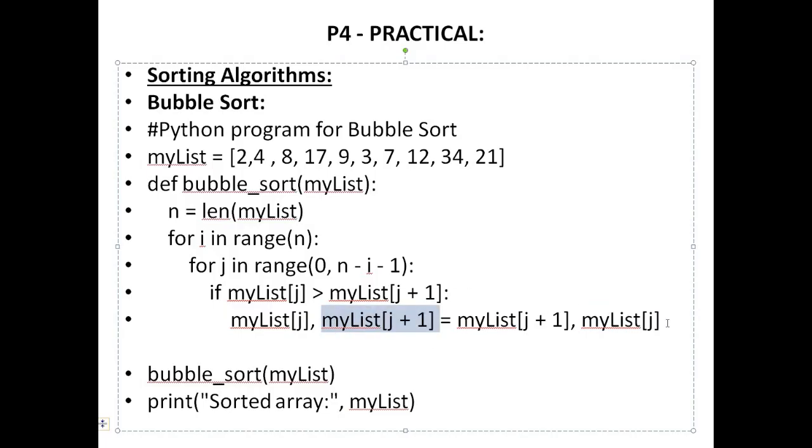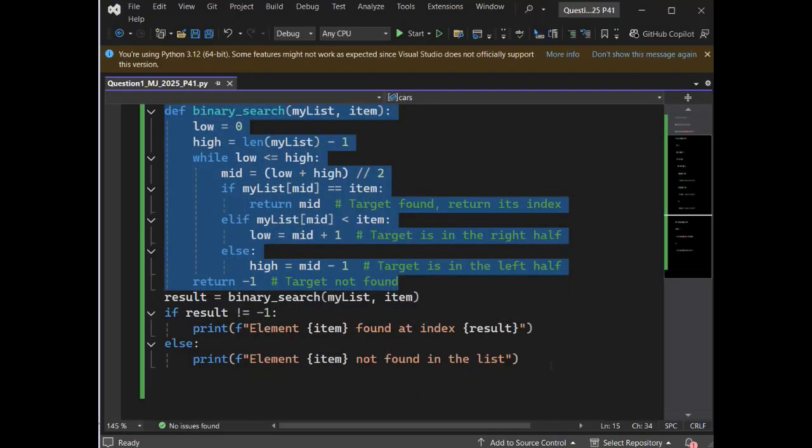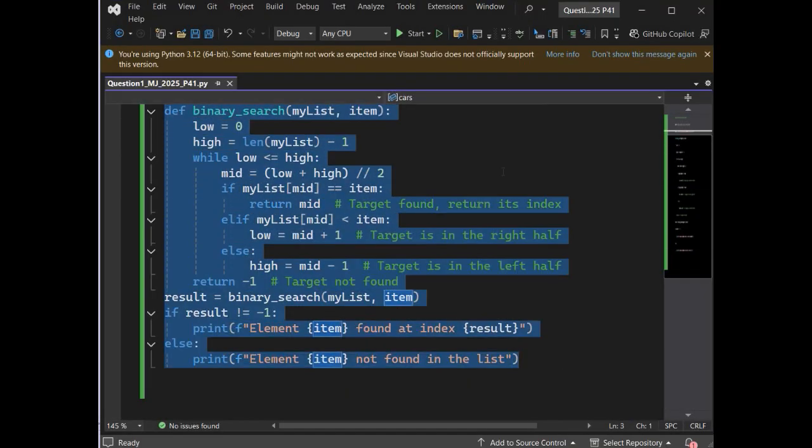Now if you want, you can absolutely add a swapped variable over here, swapped equals true, and if you plan to replace one of these loops with a while loop, you can do that and write a condition in the while loop that stops when swapped equals false or something. But this is a more efficient and much faster way of doing a bubble sort in Python. So let's run it in the IDE and see if we are doing things correctly or not.